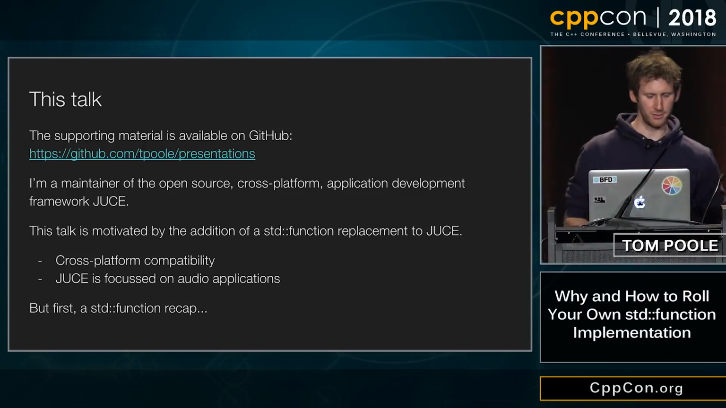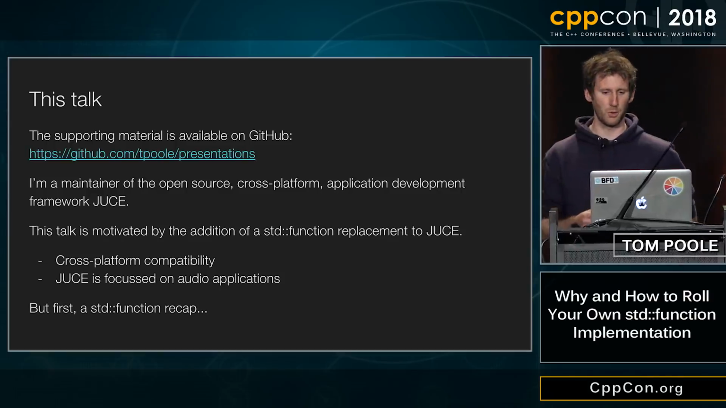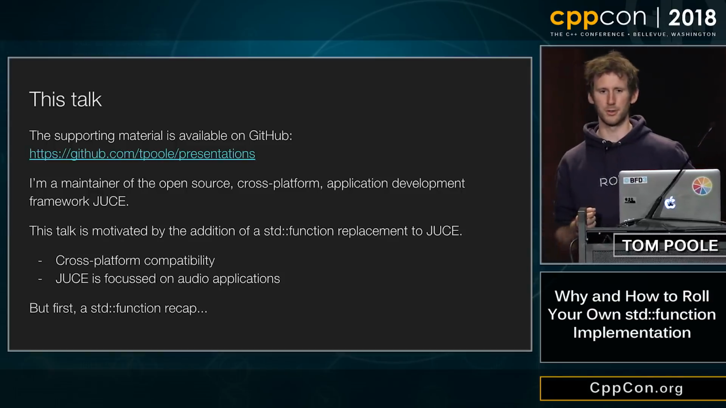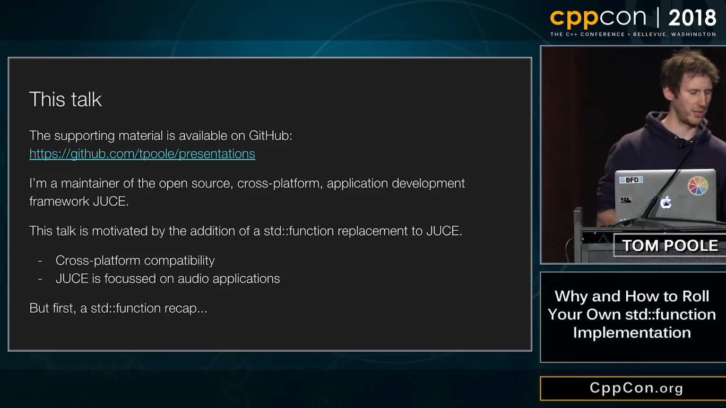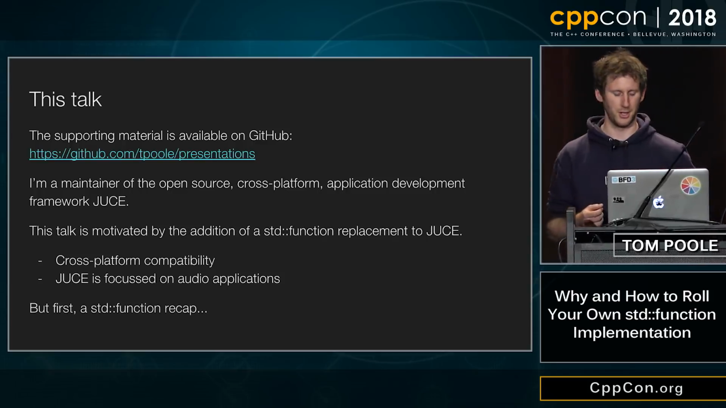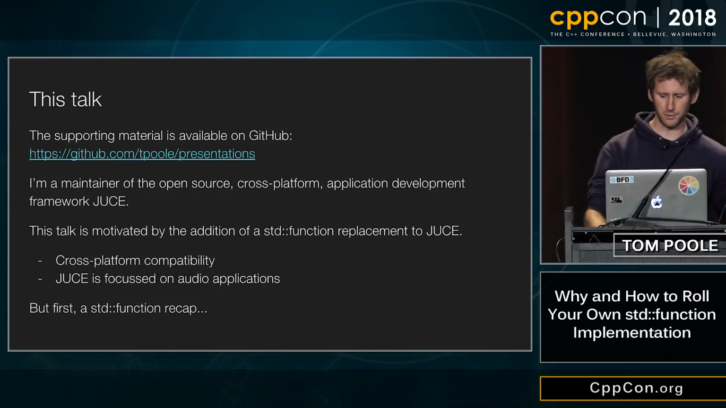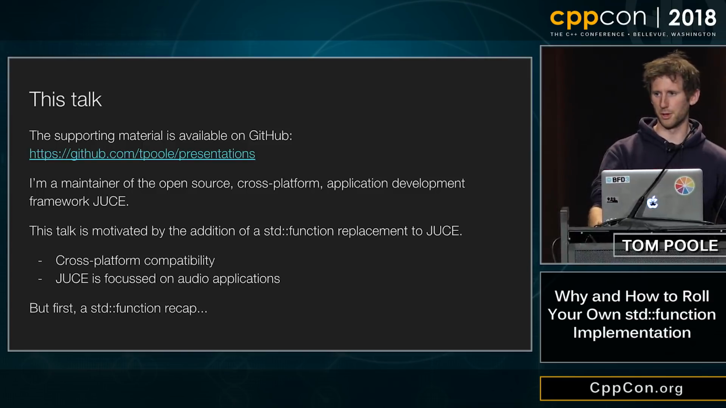So the main motivation for this talk is some work I did a while ago, which was adding a std function replacement to the JUCE framework, which is an open source cross-platform effort. And I'm not just saying that to name drop the product that I'm working on. There are a couple of aspects of JUCE that mean that a std function replacement is kind of uniquely valuable. These two things are that JUCE has quite broad cross-platform compatibility requirements, and it's also focused on audio applications. So we'll get to those two in a minute.